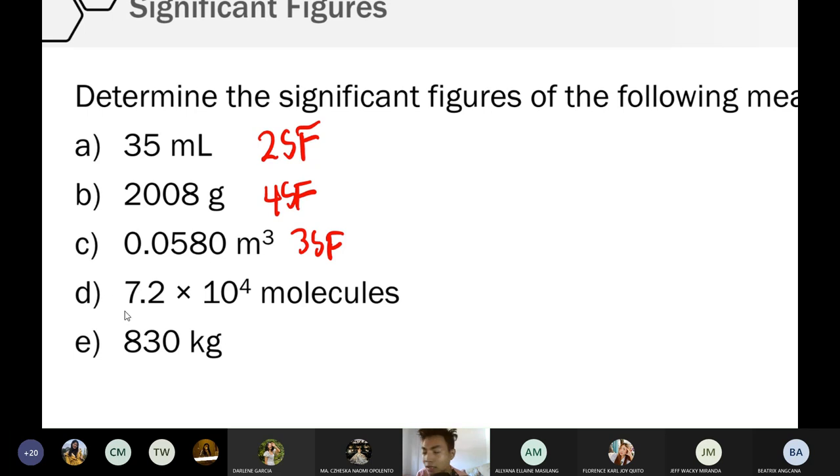Now let's have letter D. Let's have Darlene again. Two significant figures po. Okay, so we have two significant figures here because the two digits are non-zero digits. Again, when checking for the sig figs of your scientific notation, you just look at the coefficients. No? You do not include the exponential part. Okay, so thank you, Darlene. And last one. Let's have Jean.